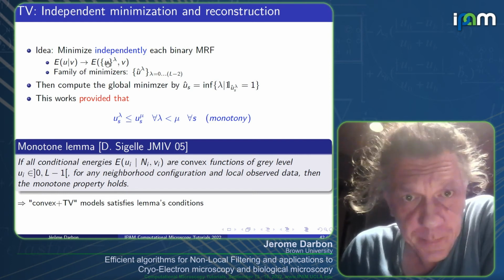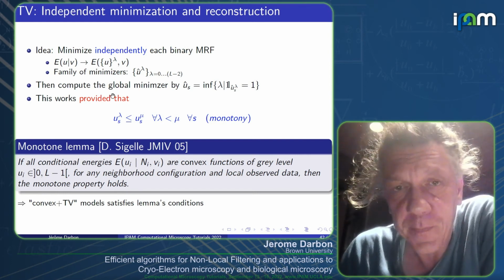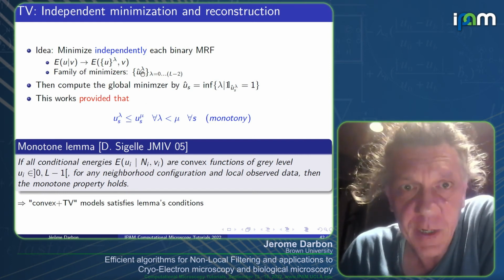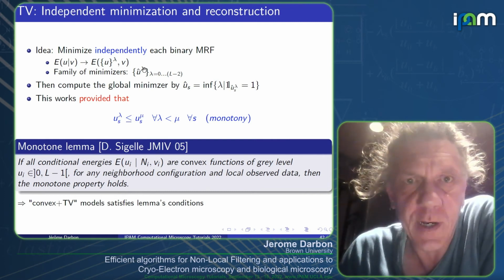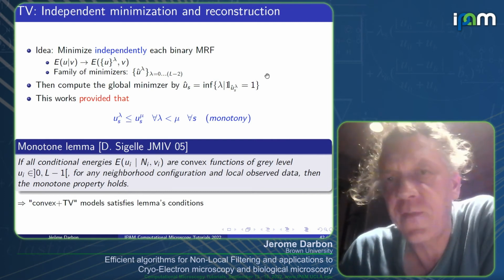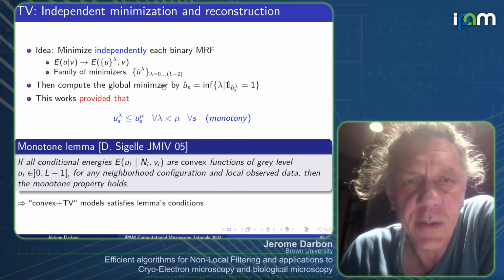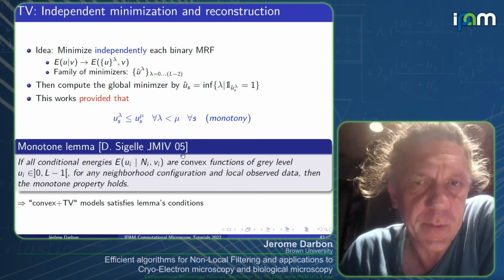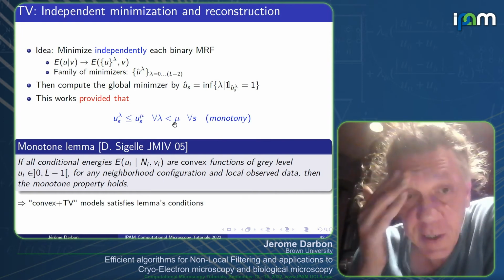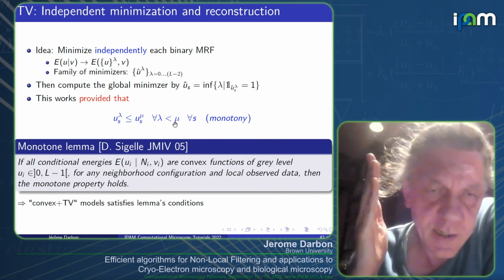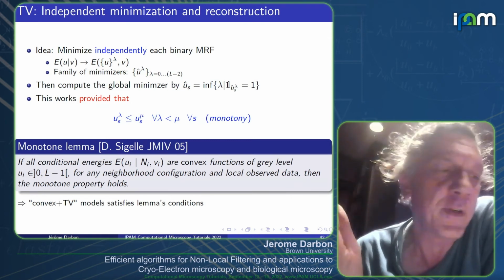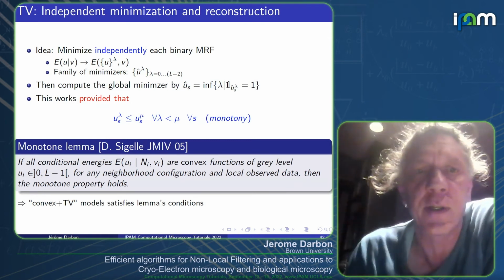That way to proceed only works if the family of the level sets U hat lambda defines a function. In order to have a function, we need to have a monotone property. It means that essentially the function must be single valued. It cannot be multi-valued, otherwise it's not a function.